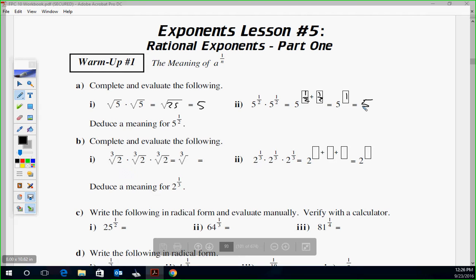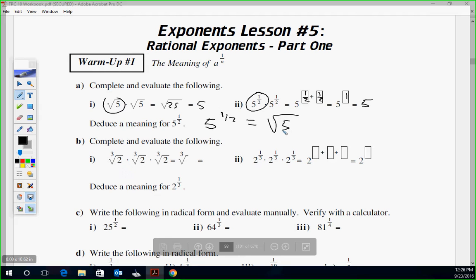So that just means deduce a meaning for 5 to the 1 half. 5 to the 1 half is equivalent to what? Deduce means, what's your conclusion based off what we just did? Your conclusion should be that these are the same thing. Root 5 is the same thing as 5 to the 1 half. Root 5 times root 5, we get 5. 5 to the 1 half times 5 to the 1 half, we get 5. So that should be your reasoning. So deduce the meaning: 5 to the 1 half is equivalent to square root 5.